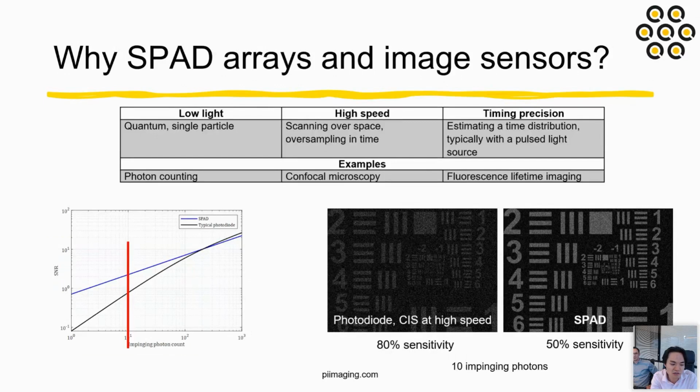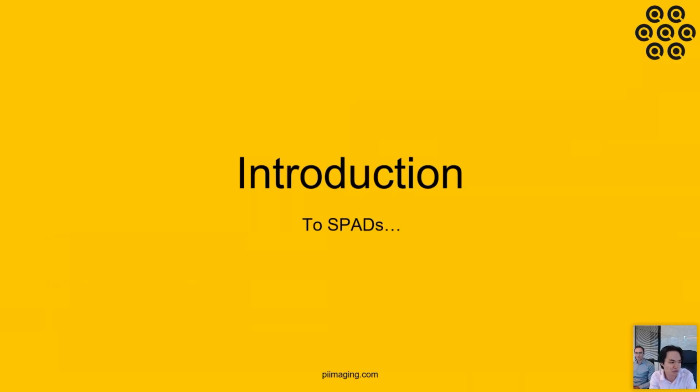So in conjunction with low light applications, there's also high speed applications, such as confocal microscopy, where you need to scan over space and time. So when it is high speed, naturally, you are also exposing the sample for a much shorter time, which means you will get less light. And this goes back to the low light condition. And the third scenario is for timing applications, such as fluorescence lifetime imaging and other types of time resolved imaging applications. So a quick introduction to SPADs.